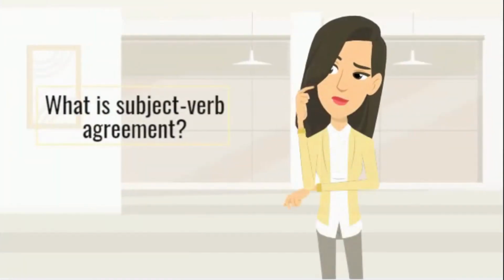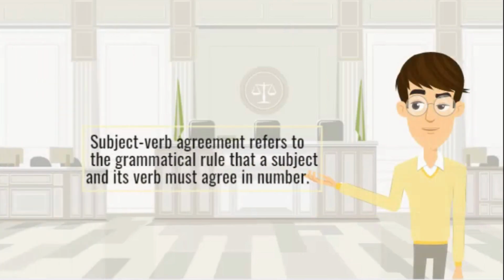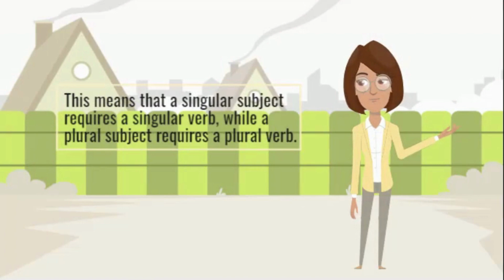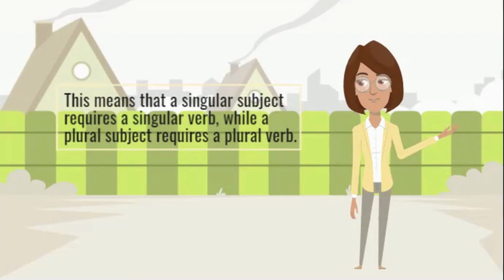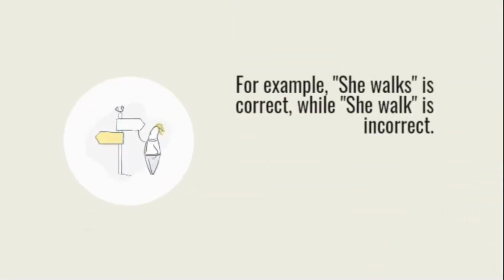What is subject-verb agreement? Subject-verb agreement refers to the grammatical rule that a subject and its verb must agree in number. This means that a singular subject requires a singular verb, while a plural subject requires a plural verb. For example, "she walks" is correct, while "she walk" is incorrect.